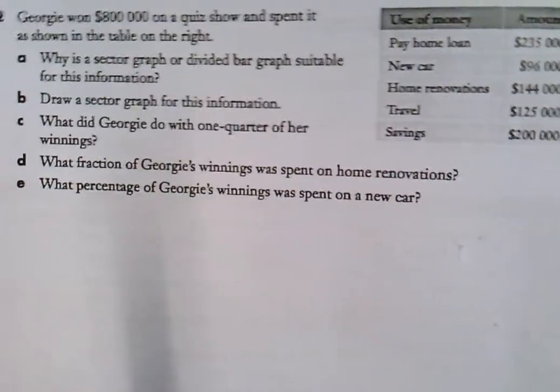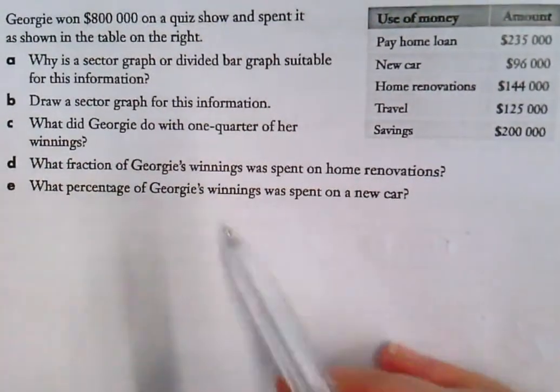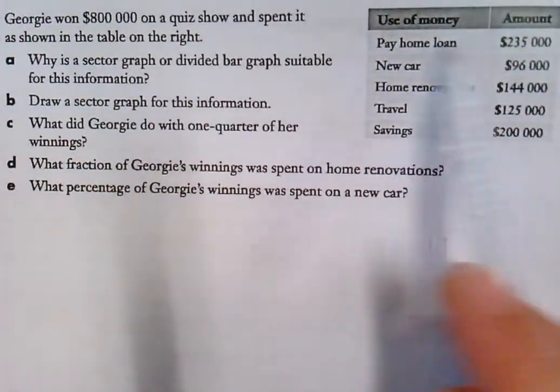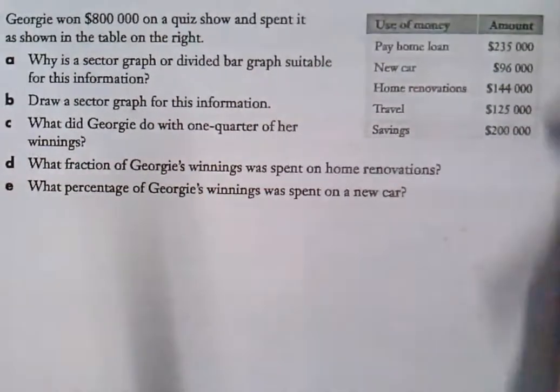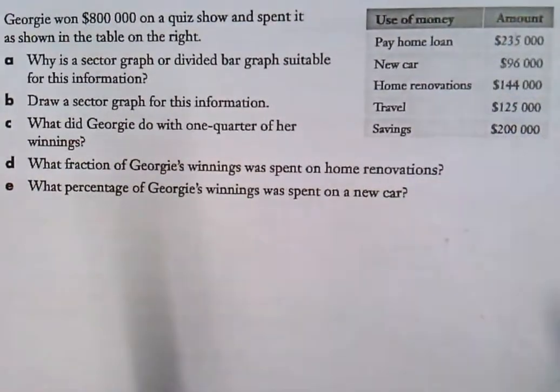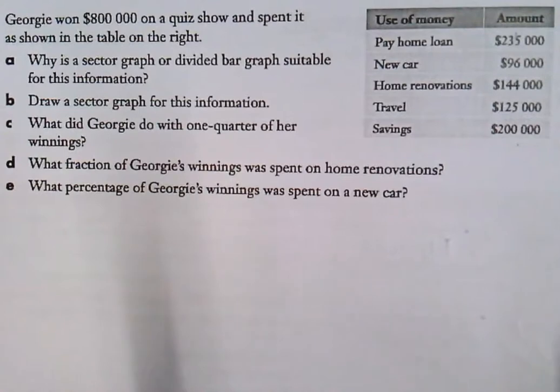Okay, looking at some questions now. Question 2. Georgie won $800,000 on a quiz show and spent it as shown in the table on the right. So we would hope that that would add up to $800,000. It says, why is a sector graph or divided bar graph suitable for this information?